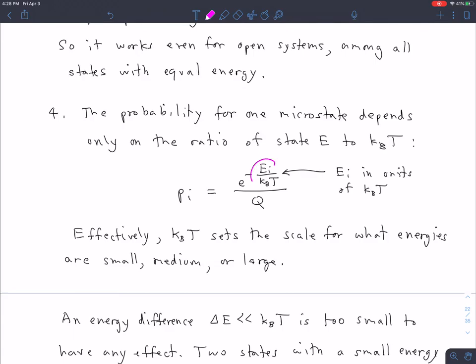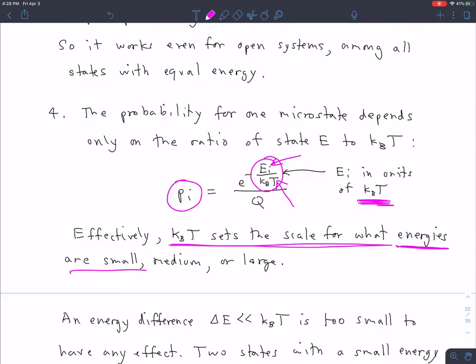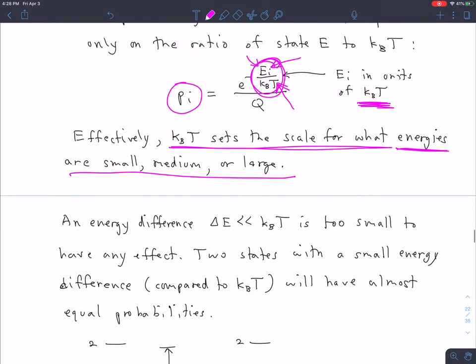Finally, I made some of these points before already, but let me just remake them here because it's important. The thing that matters, the thing that controls the probability, isn't the energy per se, it's the energy in units of the local available thermal energy, kBT or kT. Effectively, kT sets the scale for what energies are important in your system. If kT is much smaller than E sub i, then E sub i is a big energy. It's an important energy. If kBT is about the same size as E sub i, then E sub i is a medium energy. And if kBT is much bigger than E sub i, then E sub i is basically negligible. It's a small energy and doesn't do much one way or the other.